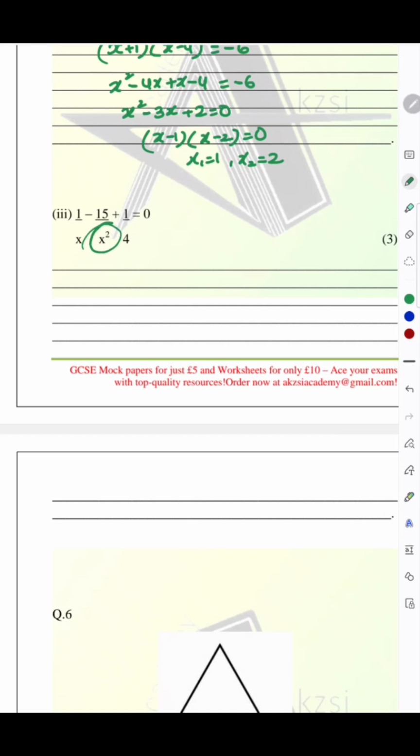So multiplying with x squared, obviously I'm multiplying each term with x squared. This will give you x minus 15 plus x squared by 4 equals 0.